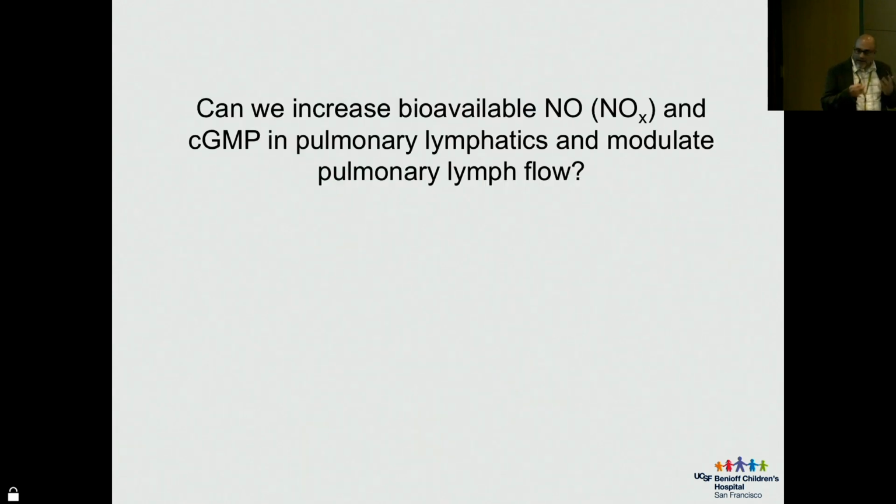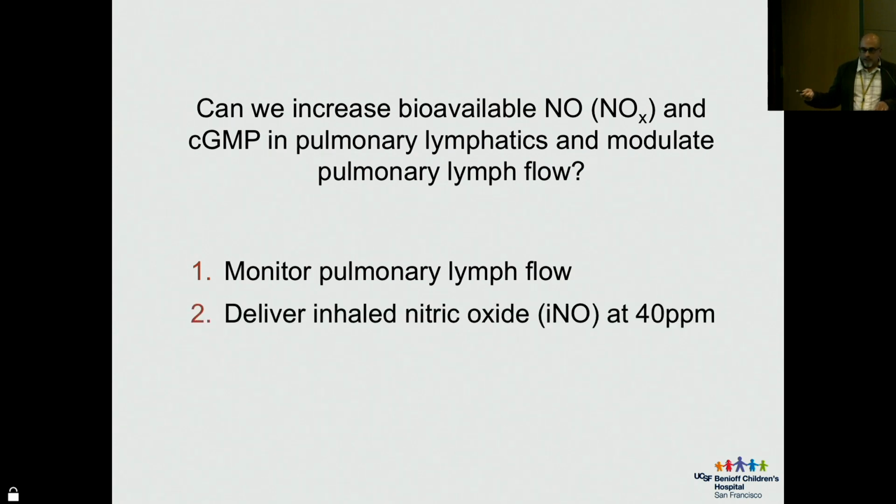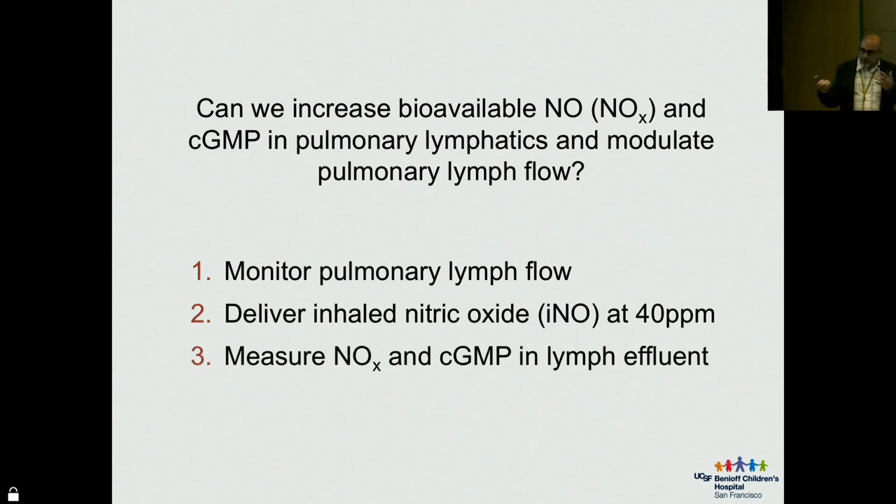So we asked whether we could try to boost bioavailable nitric oxide and rescue or modulate pulmonary lymphatic pumping. To do this, we did the following experiment. We laid out control and shunt lambs and directly cannulated that efferent vessel to collect the lymph so we could analyze it and monitor flow rates. After we got a baseline set of measurements, we added inhaled nitric oxide at 40 parts per million and then measured, before and after, the levels of bioavailable nitric oxide and cyclic GMP.